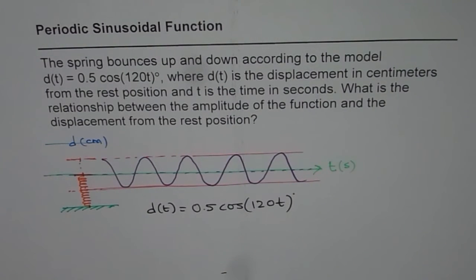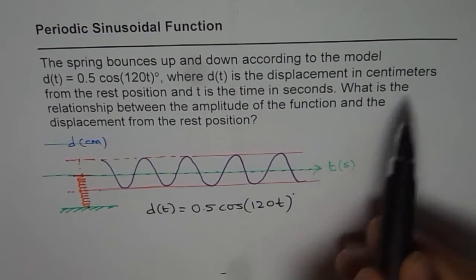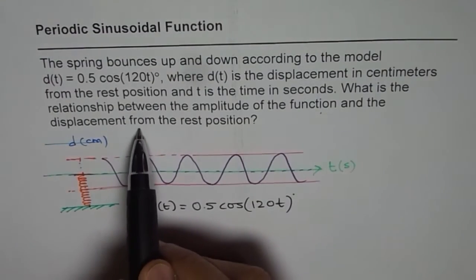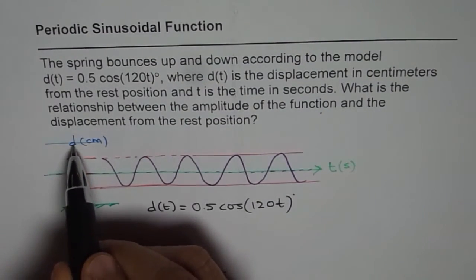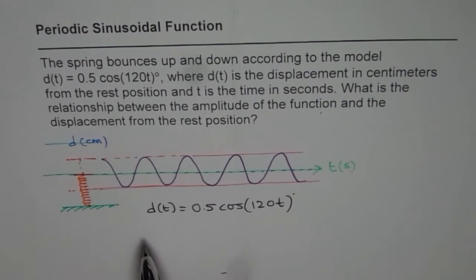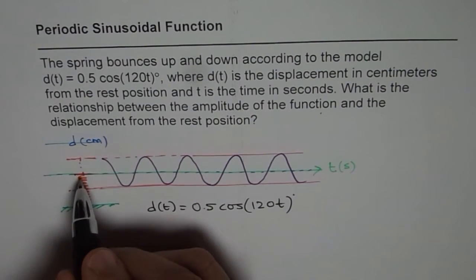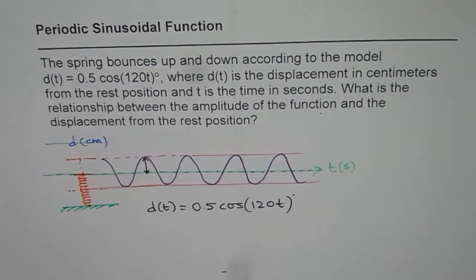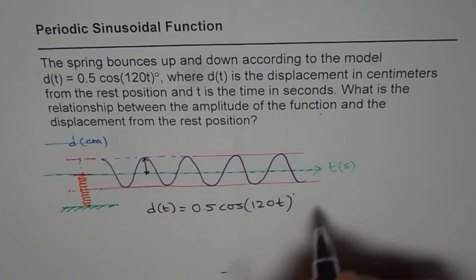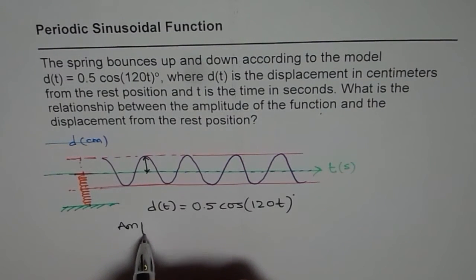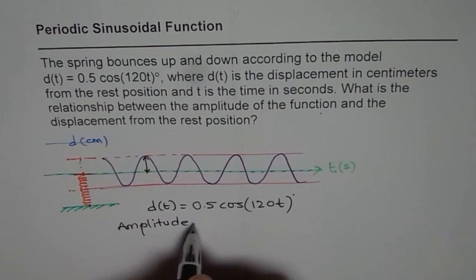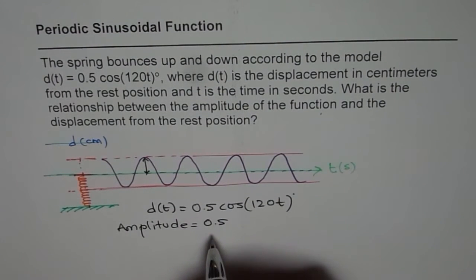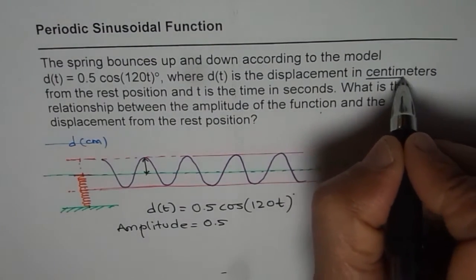That is the question. Now the question is, what is the relationship between the amplitude of the function and the displacement from the rest position? Now displacement is given by this function. Now what is the amplitude? Amplitude is the maximum distance which it can go to. Now here we know amplitude is constant, and that is equal to 0.5, and the units are in centimeters, correct? So that is the unit, centimeters.